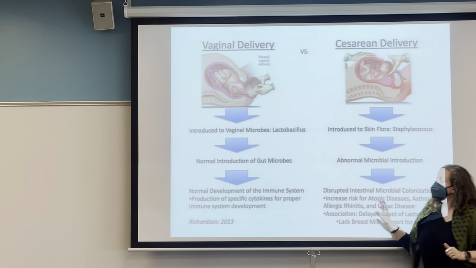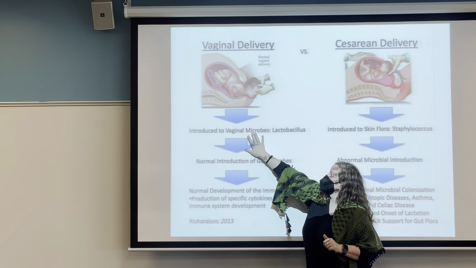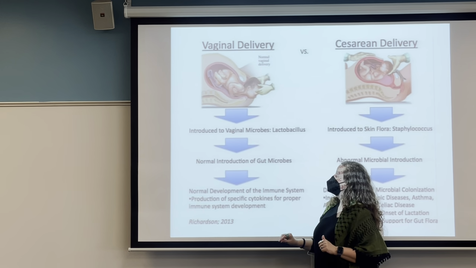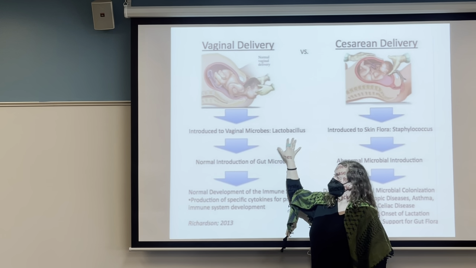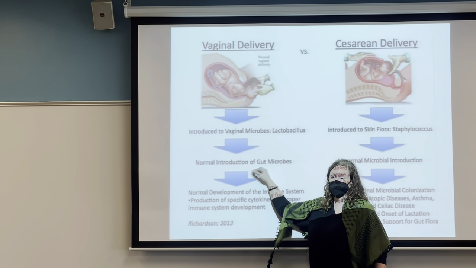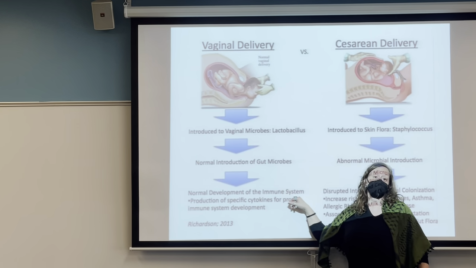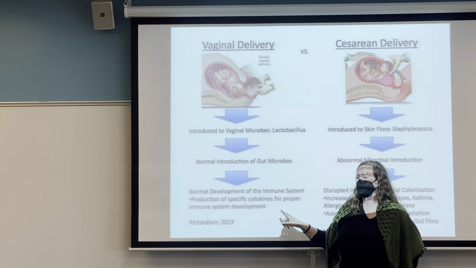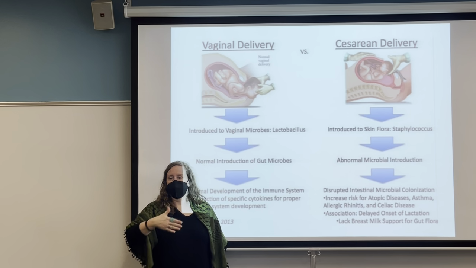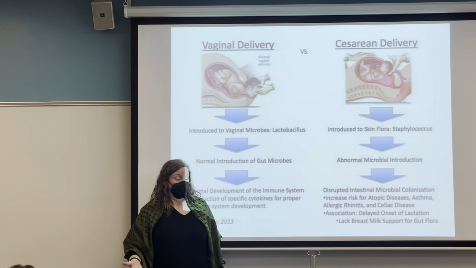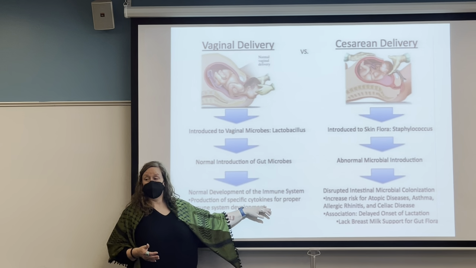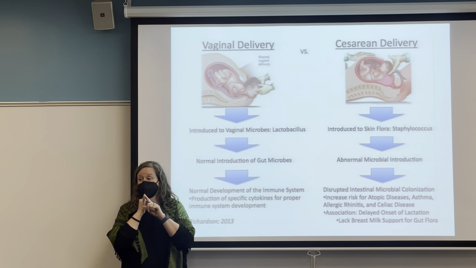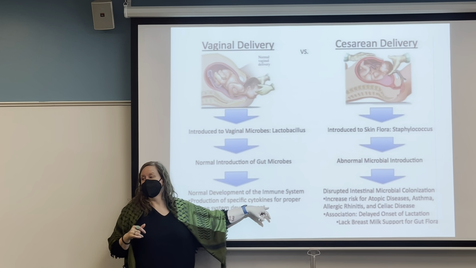So again, with the microbiome, when you have a vaginal delivery, you get a healthy microbiome from the vagina, which means things like lactobacillus, which are important gut microbes, and a lot of E. coli, for example, which helps normal development of the immune system. It also helps with what they call cytokines, which means essentially a stacking of the immune system to happen in the right order and not overreact. When you have the production of specific cytokines during vaginal birth, this will limit allergies and limit overreactions of the immune system.